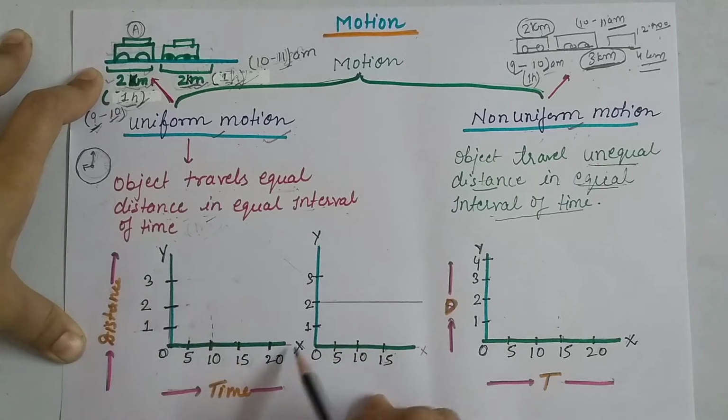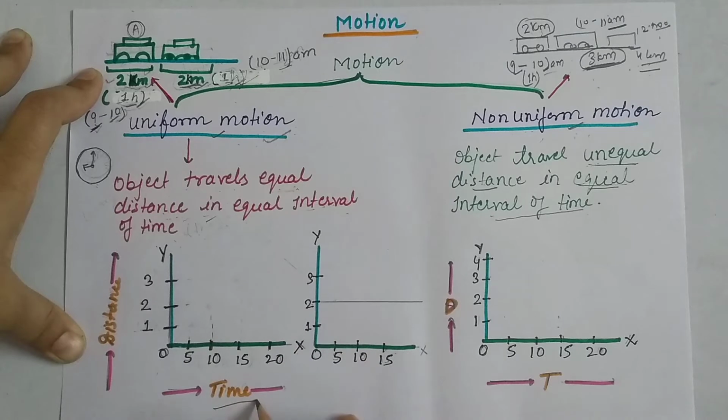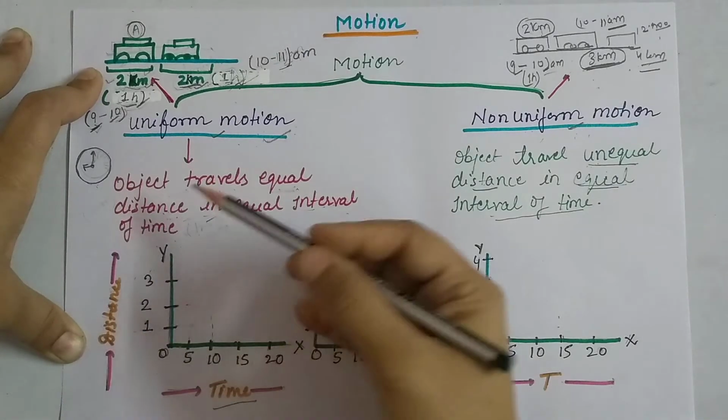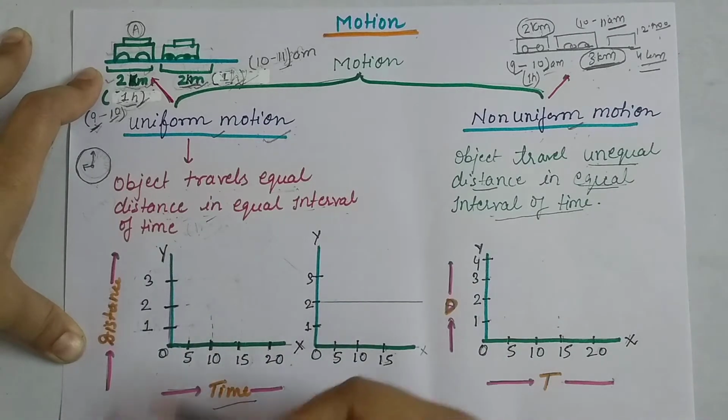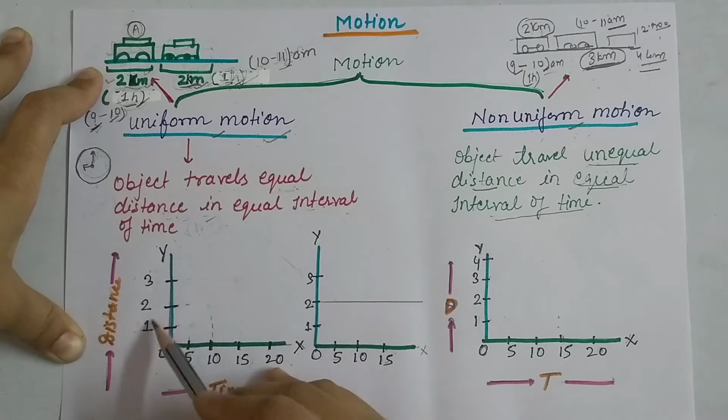Here this is your x-axis, this is your y-axis. On the x-axis we put the time and on the y-axis we put the distance. Here the time is given as 5 minutes, 10 minutes, 15 minutes, 20 minutes, and here the distance, in meter or kilometer, you can put according to the question. So here 1, 2, 3, the distance in meter or kilometer, is given.